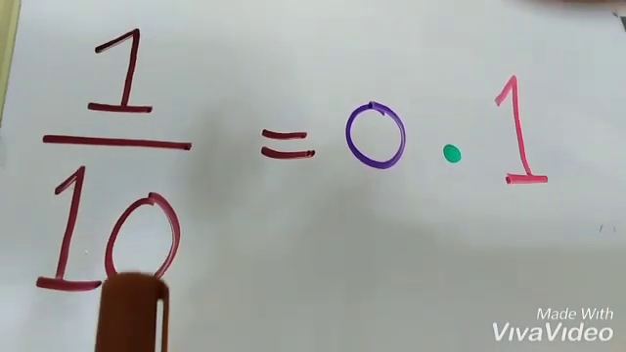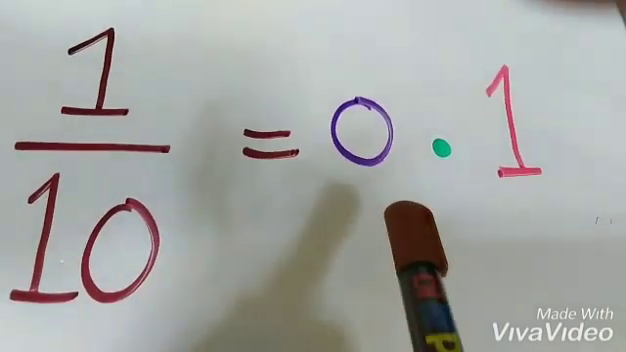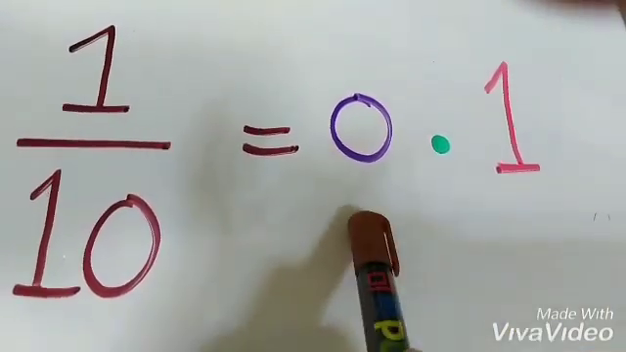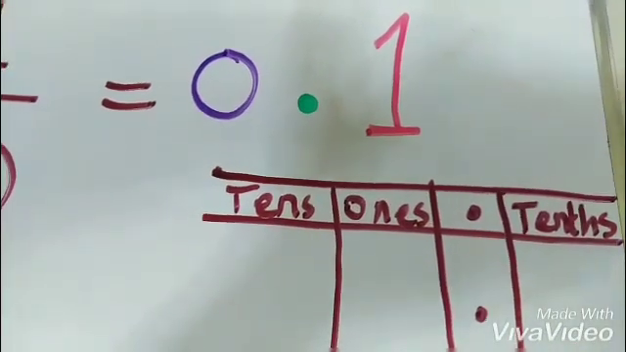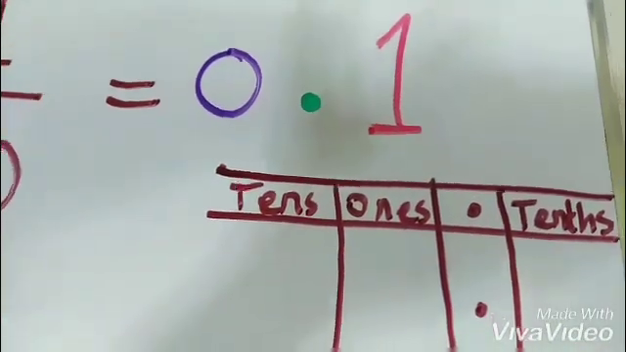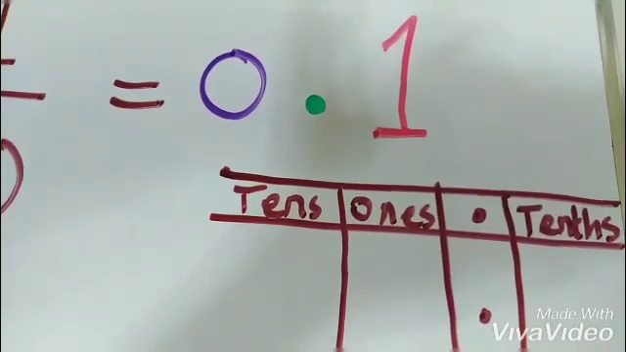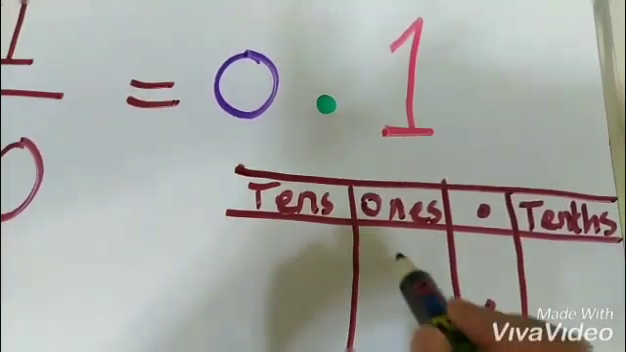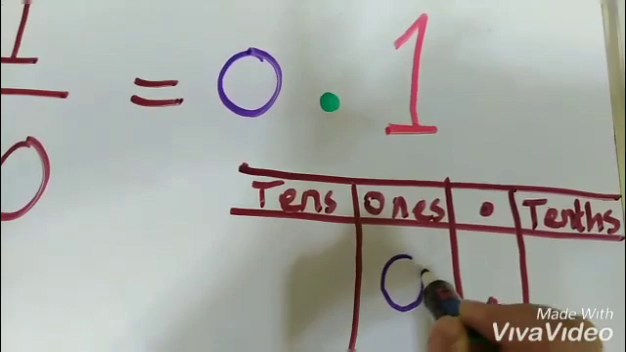The first shape is the fraction shape, the second shape is the decimal shape. I can also show my fraction using the place value table. In the ones place, I will write 0.